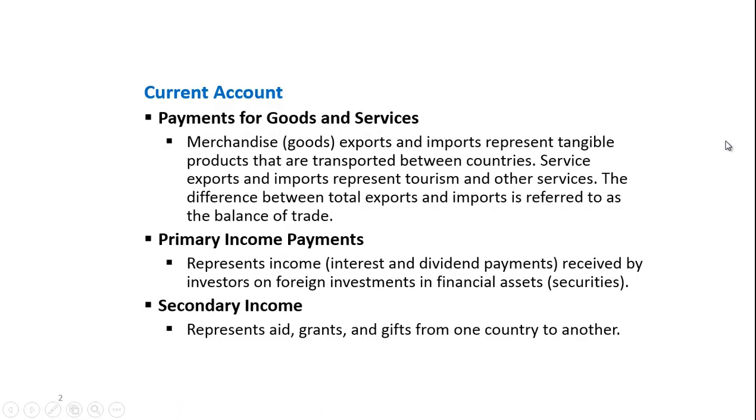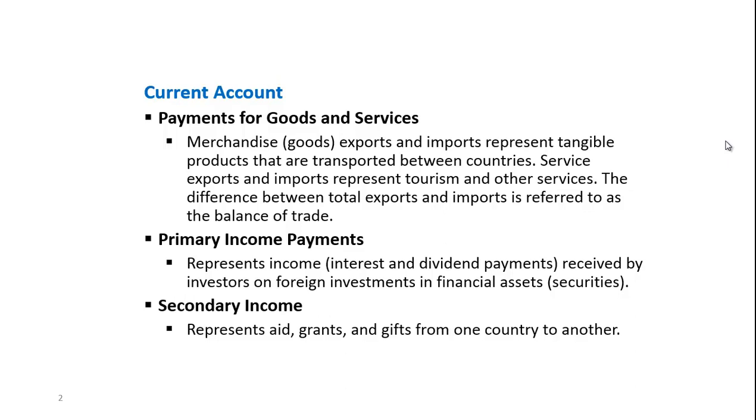So the current account are payments for goods and services. So we're talking about merchandise exports and imports, or you might just call them goods, which represent tangible products that are transported between countries. So clothing, machinery, etc. There's also service exports and imports between companies or between countries, such as tourism and other types of services. And the difference between total exports and total imports is referred to as the balance of trade.